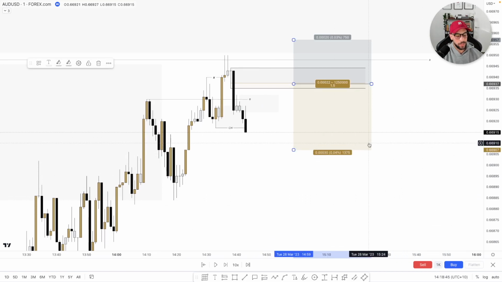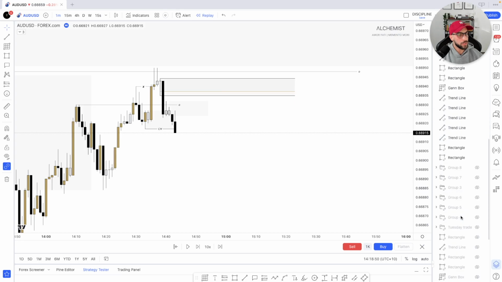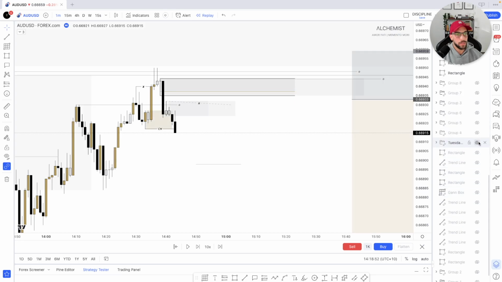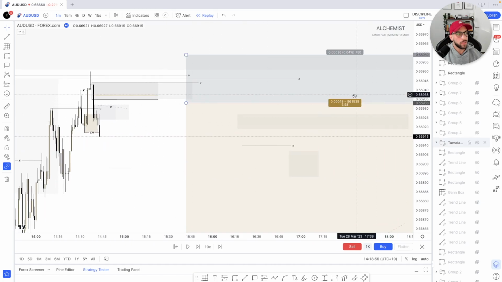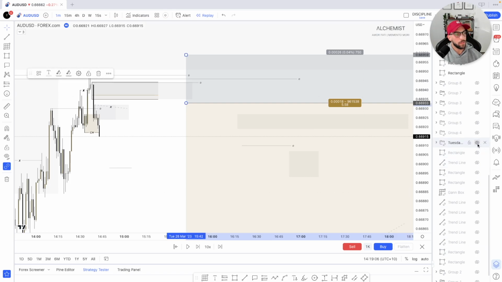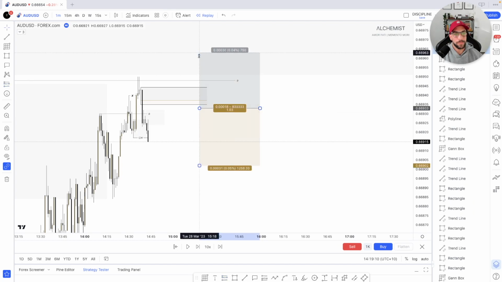Actually, I do have the position saved in my drawings here. I will just pop open that position just so that we know exactly where it was entered. Okay, so let's just have a look. So it was 933 and until 959, which is 2.6 pips. 2.6 pips from 933. I will hide all of these again. So 2.6 pips from 933.